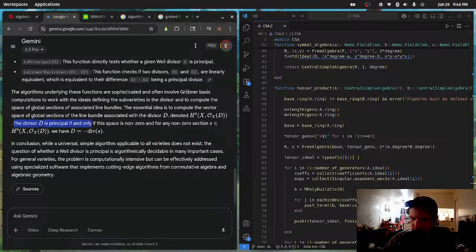Then the divisor is principal if and only if this space is non-zero and for any section, so then you just have to take any element, and we'd want to check if the divisor that we have is minus div s. To find the divisor of s, I think this is where you have to somehow compute valuations of s at different height 1 primes.